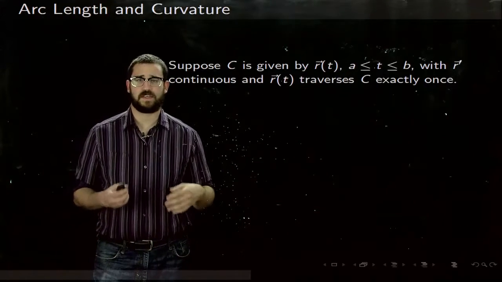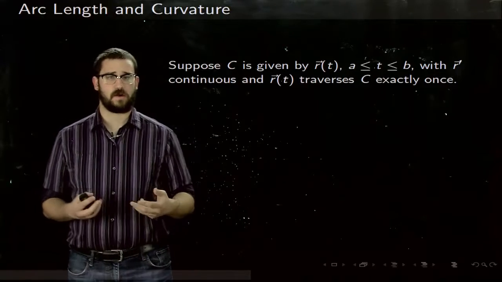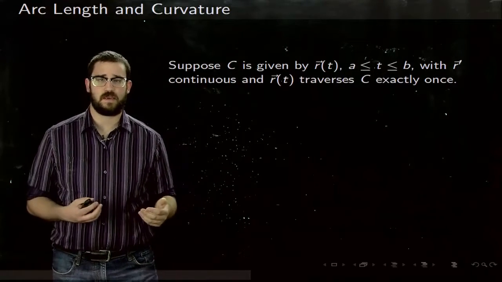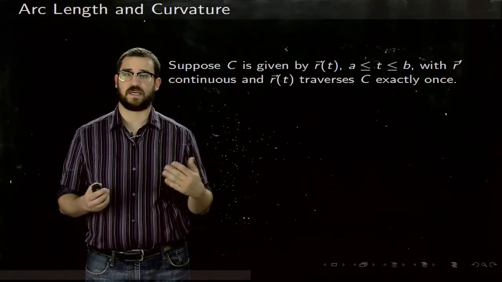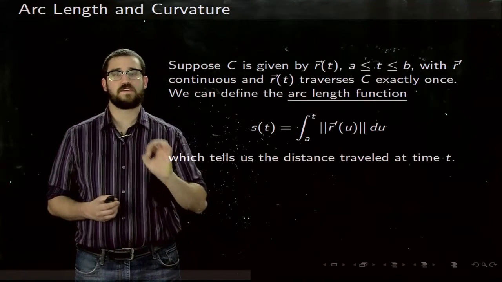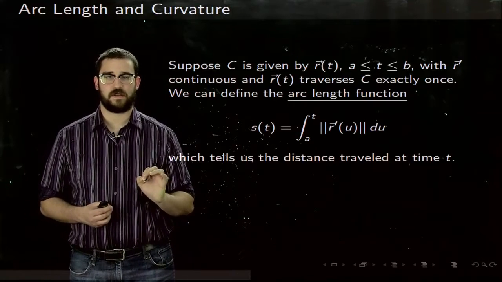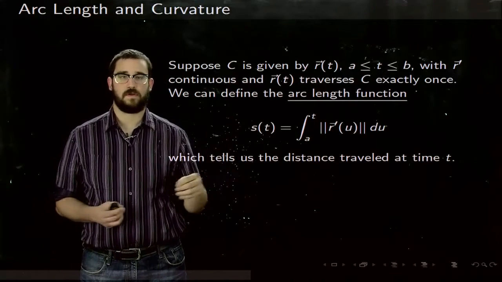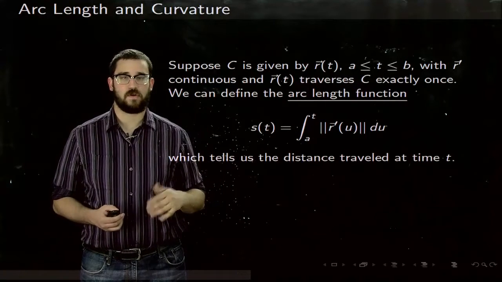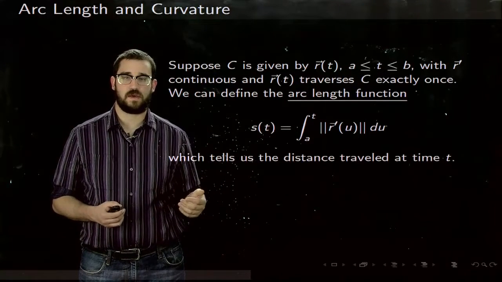So suppose this C is given by r of t, and t is between a and b, r is continuous, and r of t traverses C exactly once. We can define the arc length function, s of t, to be the integral from a to t of the magnitude of r prime of u du.